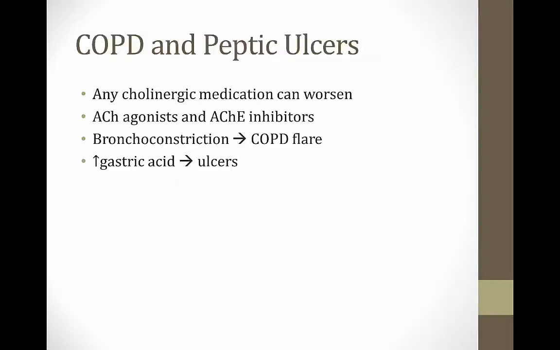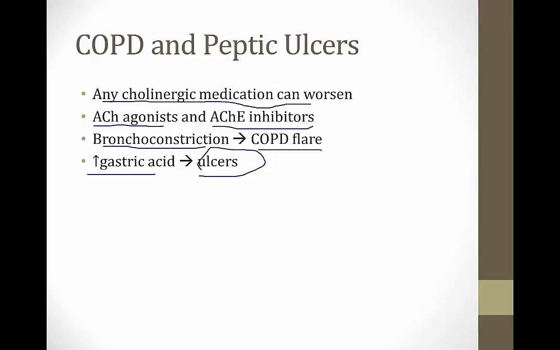A word about COPD and peptic ulcers. Any cholinergic medication can worsen these two conditions. Direct acetylcholine agonists or indirect acetylcholinesterase inhibitors both can cause your COPD or peptic ulcers to get worse. In COPD, they can cause bronchoconstriction and the COPD can flare. In peptic ulcer disease, they increase the amount of gastric acid production, which can lead to ulcers. So you should be aware of both of these side effects.